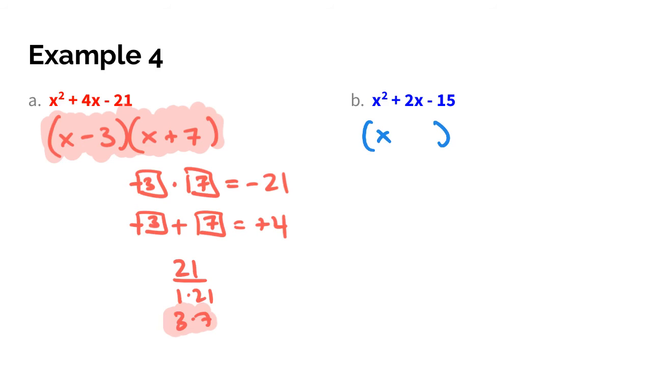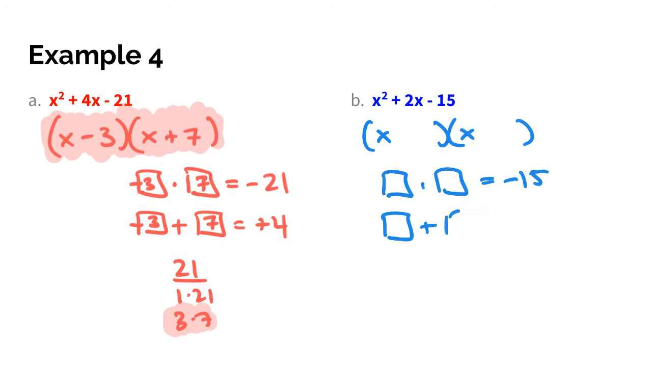All right, the last one here, I have my two binomials. I'm going to split up x squared to get x and x. I'm then thinking about what two numbers would multiply to negative 15. Those same two numbers would have to add to positive 2. Because of the negative 15, one of those numbers has to be negative.